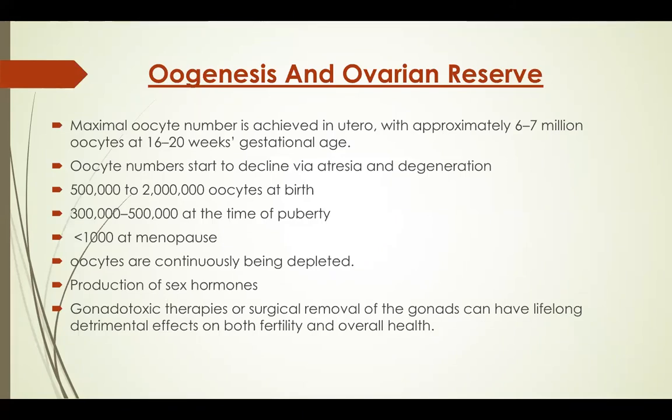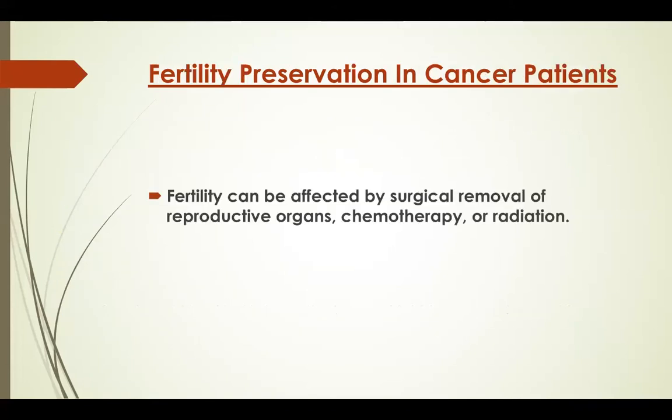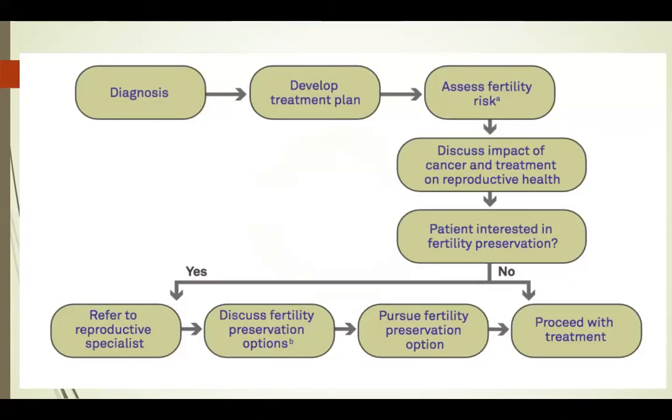Gonadotoxin therapies or surgical removal of the gonads can have lifelong effects on both fertility and overall health. Fertility can be affected by surgical removal of reproductive organs, chemotherapy, or radiation. So what is the concept that I want you to know? When you see the patient and diagnose her, and this is for ovarian tumors or any cancer in pediatrics, when you have the diagnosis and you develop a treatment plan, assess fertility risk.